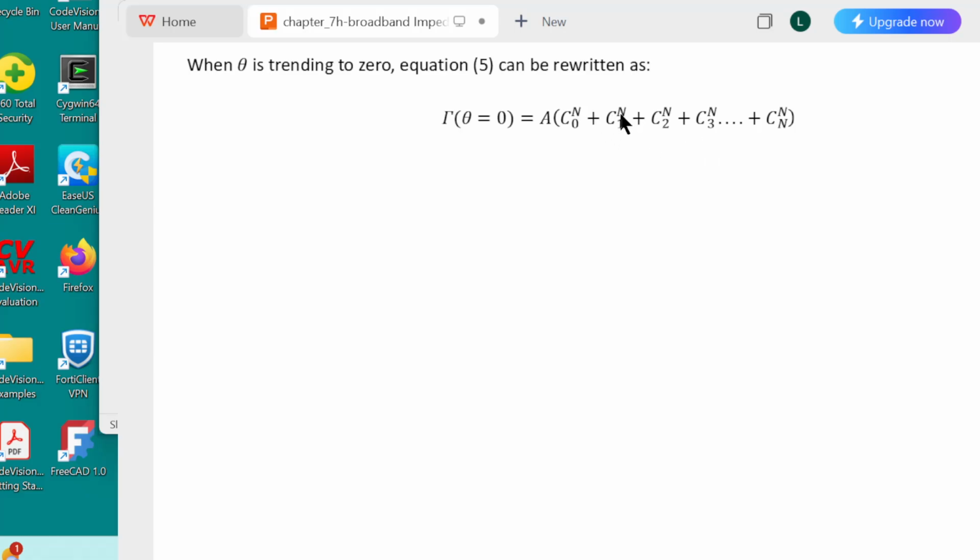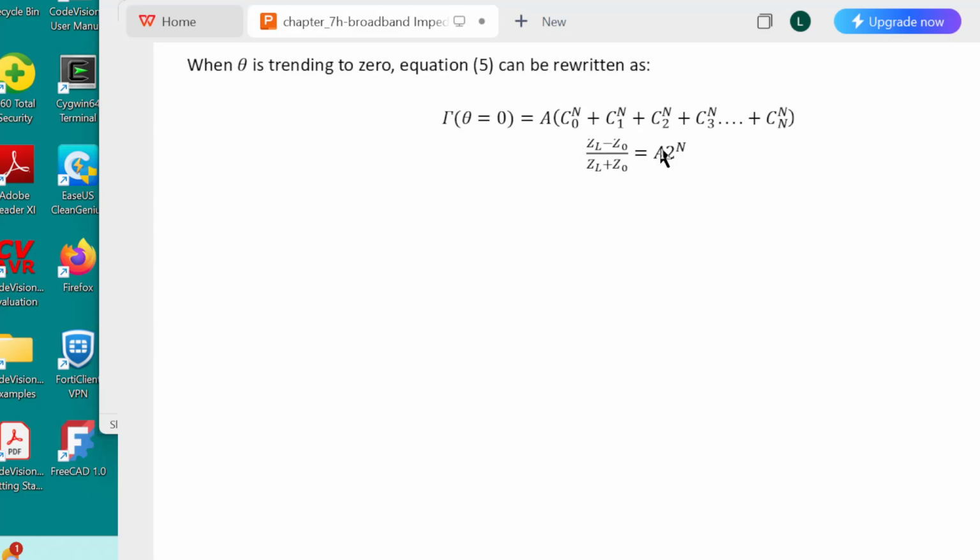Then remember this reflection coefficient is the sum of n choose 0, n choose 1, n choose 2, and so on. When you add all of them together, then you will find A. But when the electrical length is actually 0, you know how to calculate the reflection coefficient. It's just (Z_L minus Z_0) divided by (Z_L plus Z_0). So the left side of the equation is done.